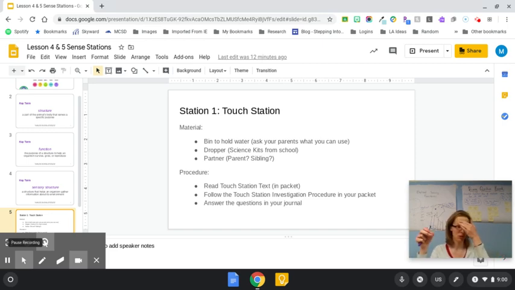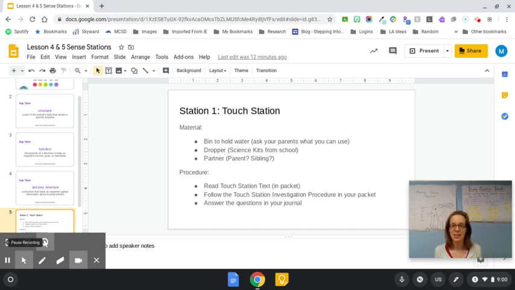We're going to be doing drops of water and seeing how long it takes us to feel the ripples of that water. So some kind of plastic bin, plastic tote, kitchen sink with some water in it, whatever kind of bin you could use for water. Make sure you ask your parents what you're allowed to fill with water.